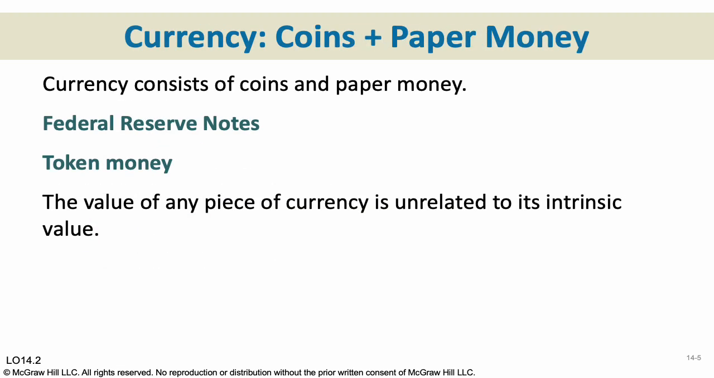So currency consists of coins and paper money. Think of the cash and change that we use. And the money issued are known as Federal Reserve notes. Those are the dollar bills that we spend.